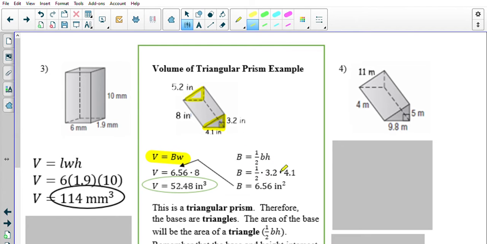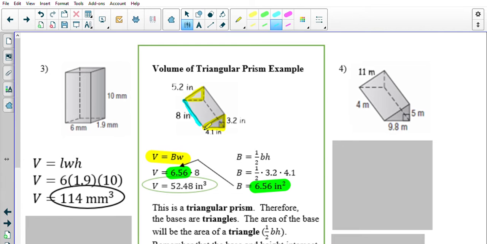We'll do half times 3.2 times 4.1 is 6.56 inches squared. Notice how it's inches squared since it's just the area of the base. We don't have to multiply it by 2 since there are two bases. That's taken into account in our formula. We just plug this area of the base that we got, I'm going to highlight it in green, we just plug it in for capital B, and then we multiply by W, the width of the prism. That's the distance between your two parallel bases.